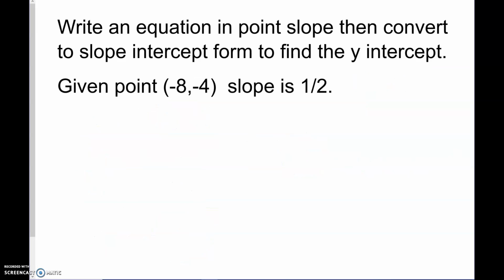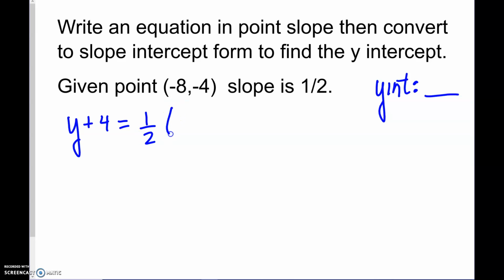All right, write an equation in point-slope form, then convert. So we're going to do exactly the same thing. Remember to come back and answer that question: what is the y-intercept? So when we write this in point-slope form, it's going to be y minus 8, minus 4, plus 8, or 1/2. So this is going to be a plus 4. Then our slope is 1/2.